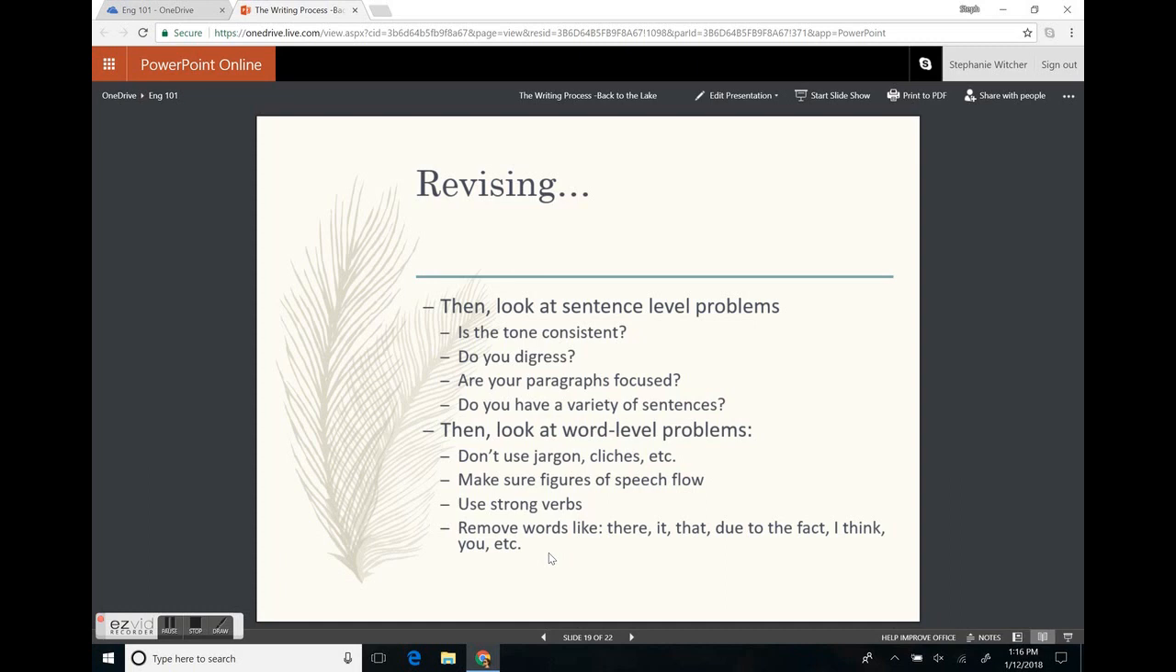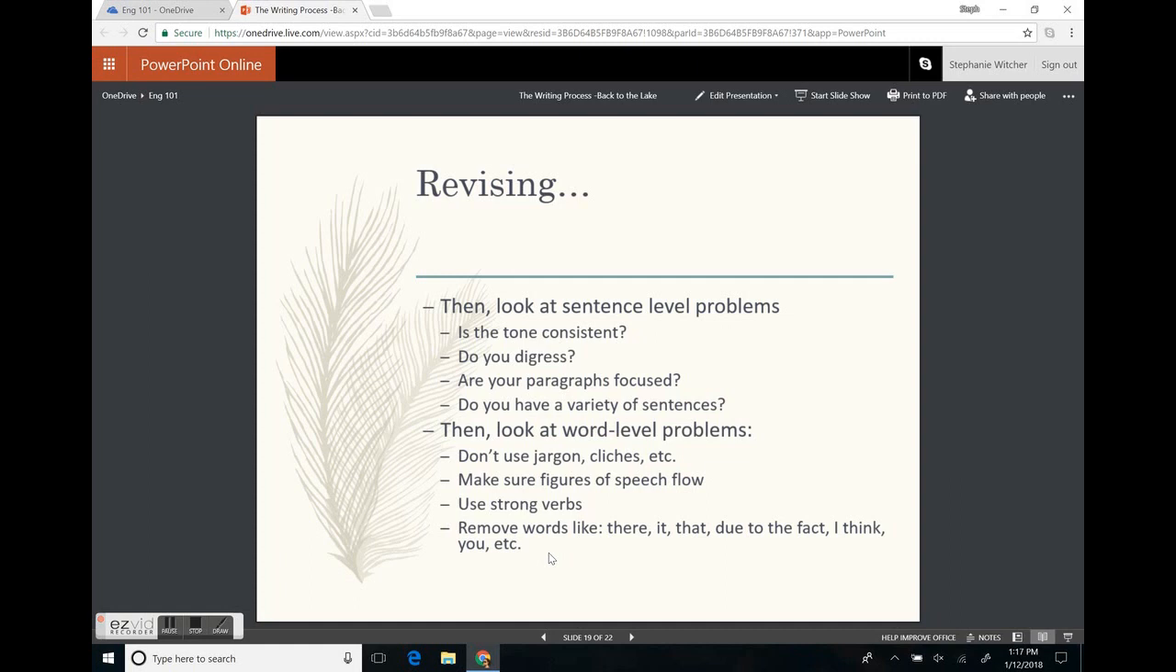All right, then we're going to look at some sentence level problems. Of course, is the tone consistent? Do I stay focused? Are my specific details focused? But also, is the whole paragraph focused? I have written papers before when I realized this paragraph doesn't even fall under the topic I'm writing about. I kind of got off track here and I've had to delete it altogether. So you need to make sure that your paragraphs are focused on your thesis. It all has to fall under your thesis. Okay? And then, of course, you have a variety of sentences.